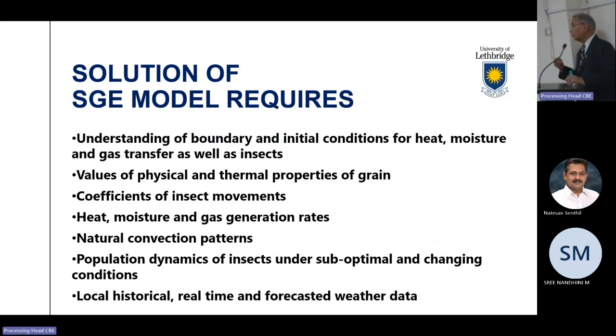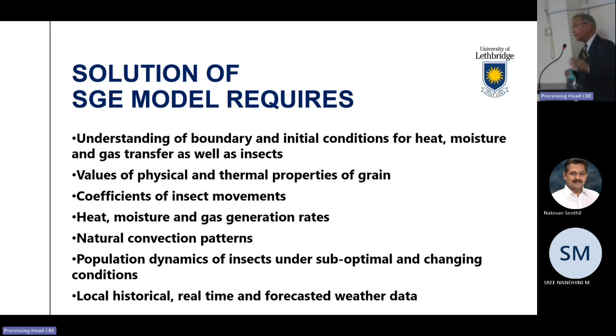We need to know the heat, moisture, and gas generation rates of different grains. Depending on the number of grains you are dealing with, we are only working with wheat and canola, for example. There are so many different types of grains where we need to understand their internal generation. So that's another area where ag engineers can play a huge role, and a lot of experimental work is needed.